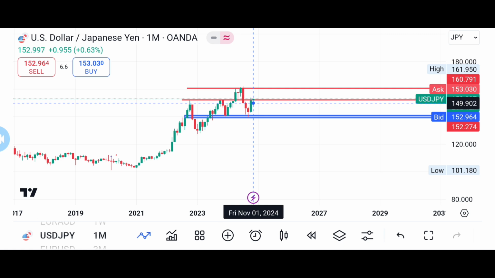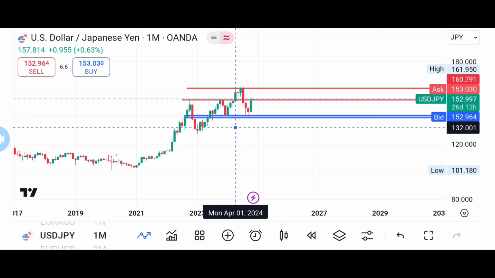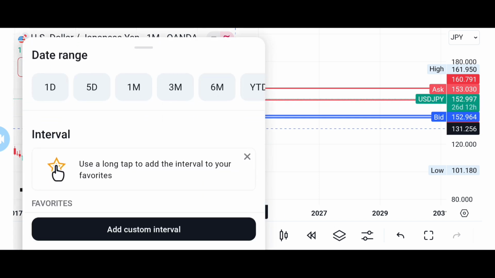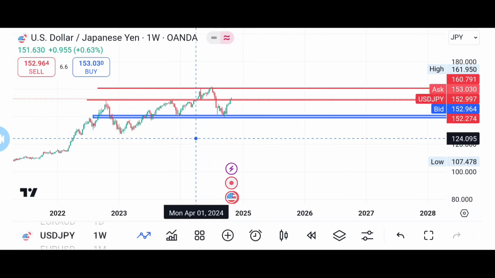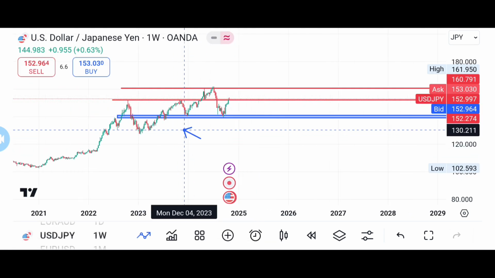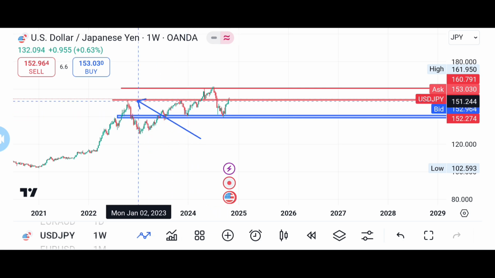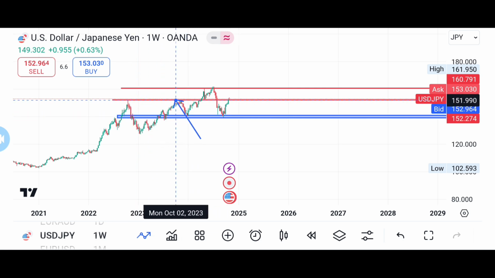So the only thing we are going to do, we are looking for buying opportunity in this market. Are we together? So let us go to weekly and see. In the weekly time frame, you can see very well these two are the previous resistance.